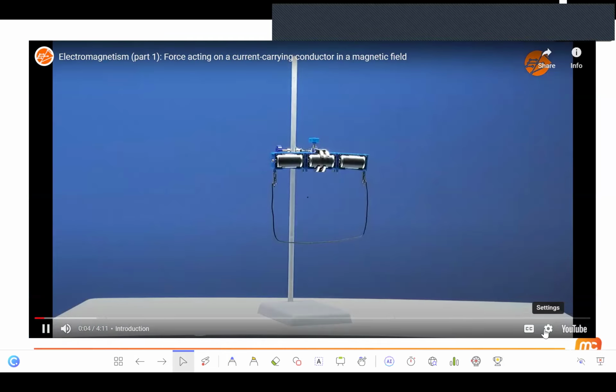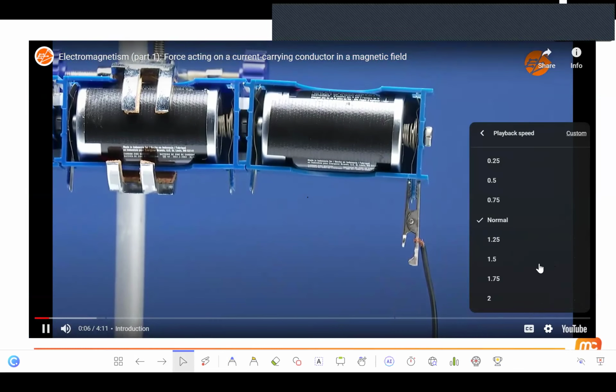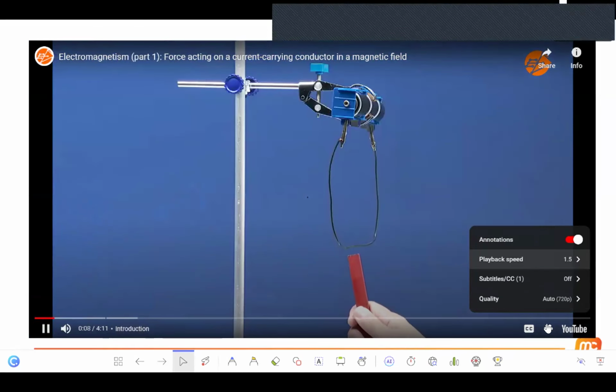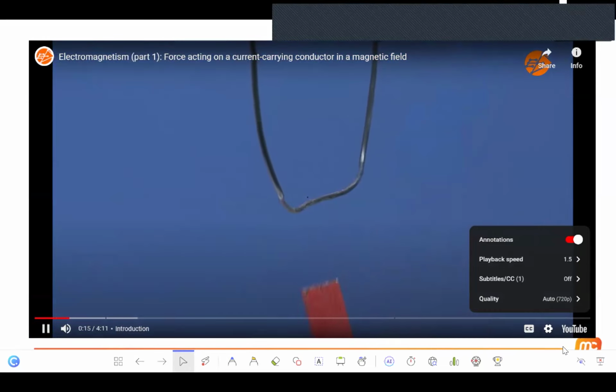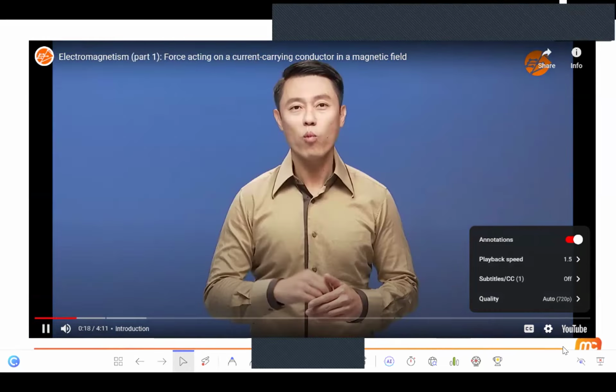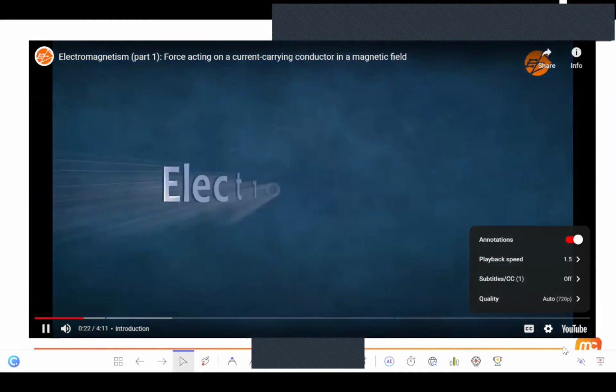Here, I have a copper wire connected to some batteries. Let's observe what happens when a bar magnet is placed near the horizontal section of the wire. Can you see the movement of the wire? Do you know why this happens? And why it moves in that particular direction?